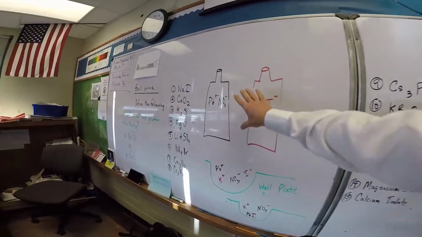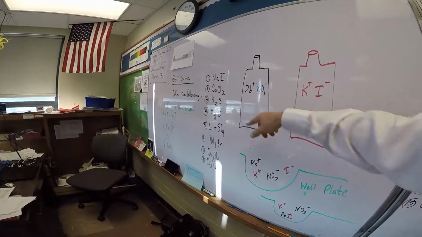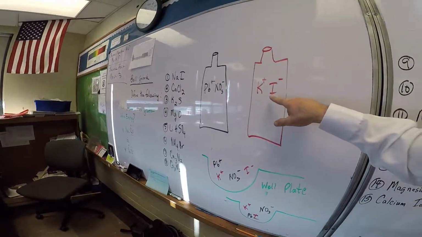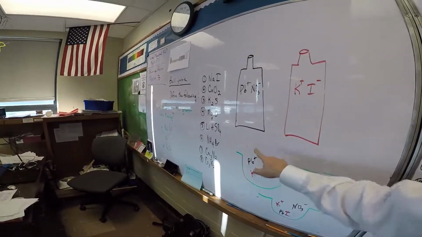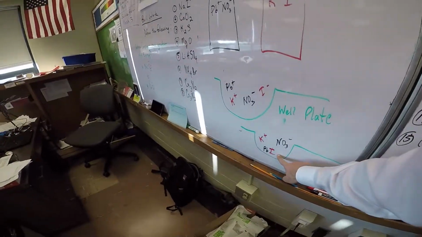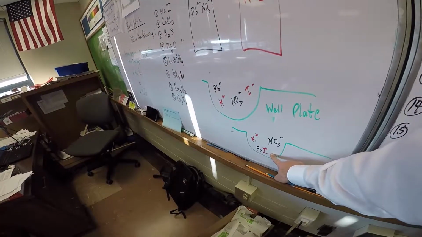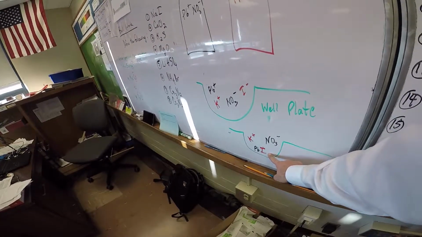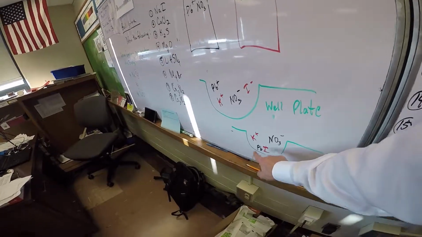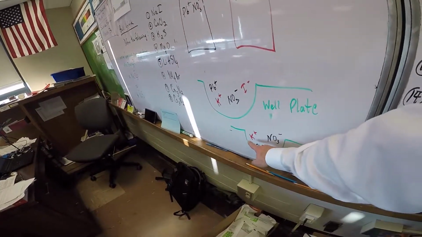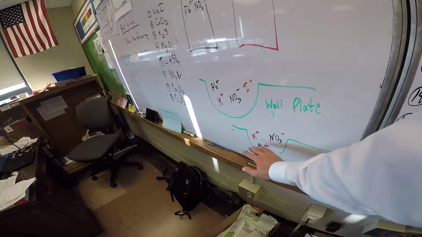Alright, so in the lab today you're going to have one container of lead nitrate, another container of potassium iodide. You're going to mix them in the well plate. They're going to float around. They're going to form this solid lead iodide. This forms a precipitate. It falls out of water, right down the color you see, and you can pour off these ions, this K plus and NO3 that's still dissolved in the water.